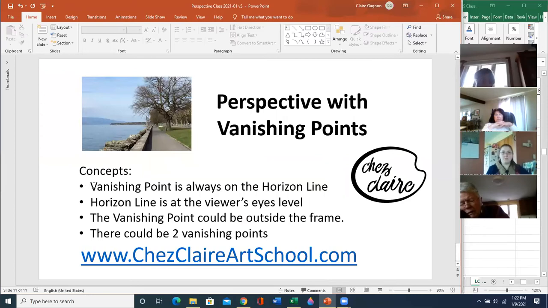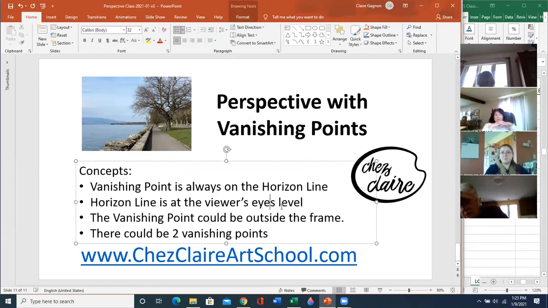So, concepts: the vanishing point is always on the horizon line. The horizon line is at the viewer's eye level. I should say maybe high level, right? Anyway, the vanishing point could be outside the frame, and there could be two vanishing points.